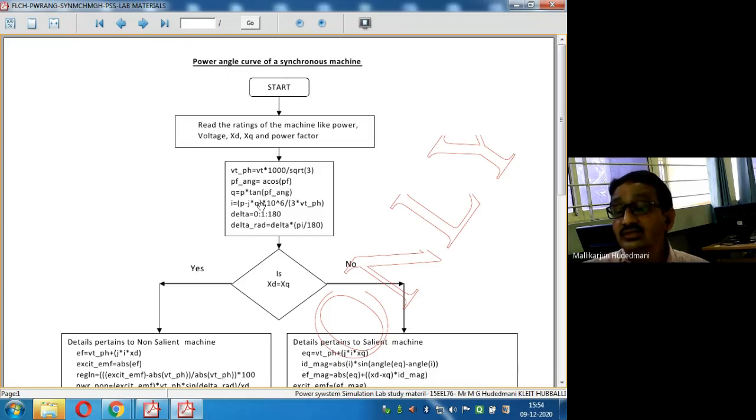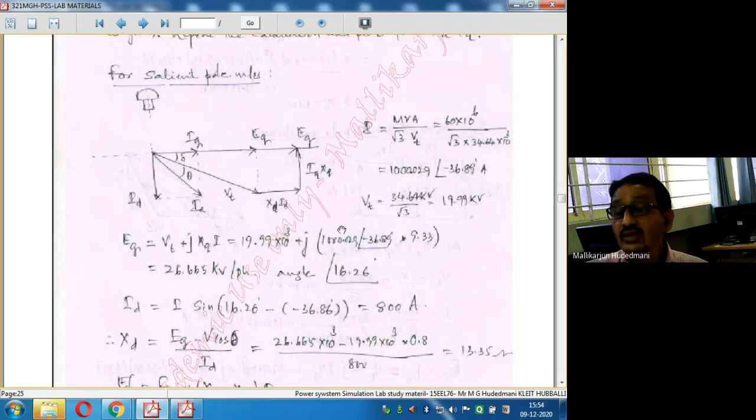Then, what is the active and reactive power? You know there are many ways to calculate the current. I go back to the hand calculation. How do I calculate the current here? Current I calculate as MVA divided by root 3 VT. It could lead me to 1000.2029 angle minus 36.86.